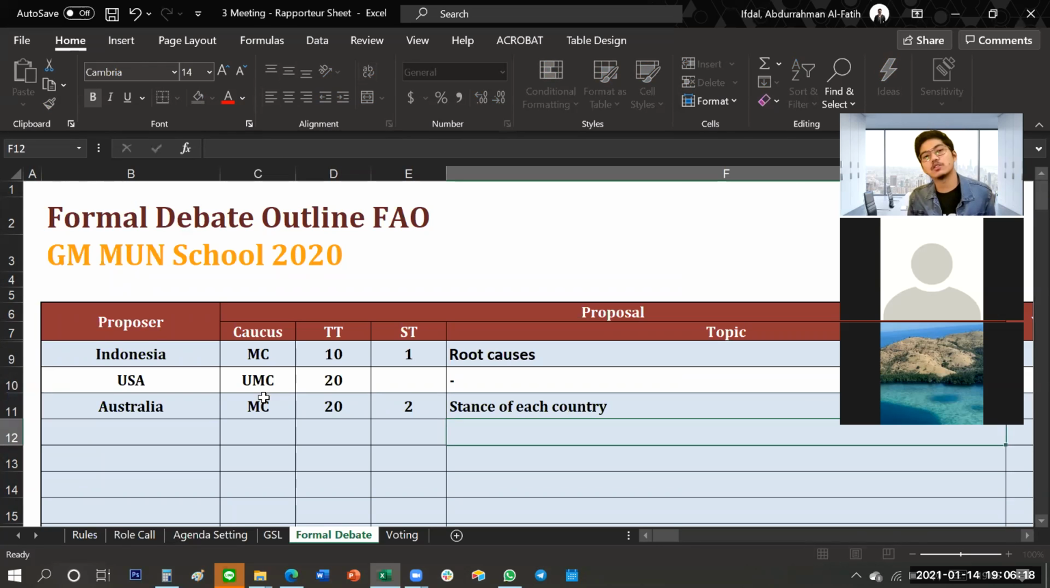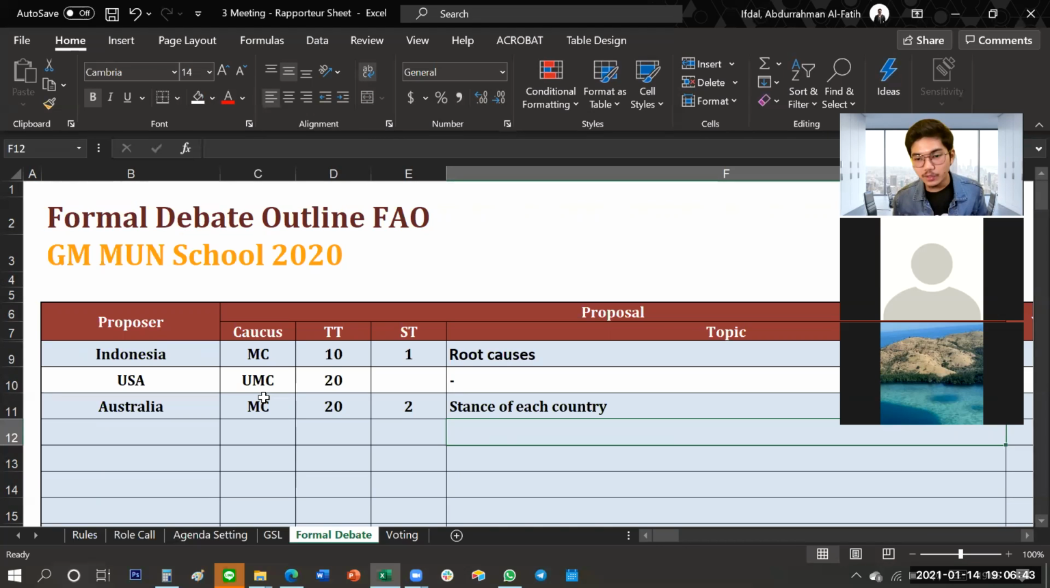Okay, so we will do a mini simulation here. Okay, so this is the simulation time. For Indonesia, if I'm Indonesia, I would say the delegate of Indonesia wants to propose a moderated caucus with a total time of 10 minutes, with 1 minute speaking time each to talk about root causes.